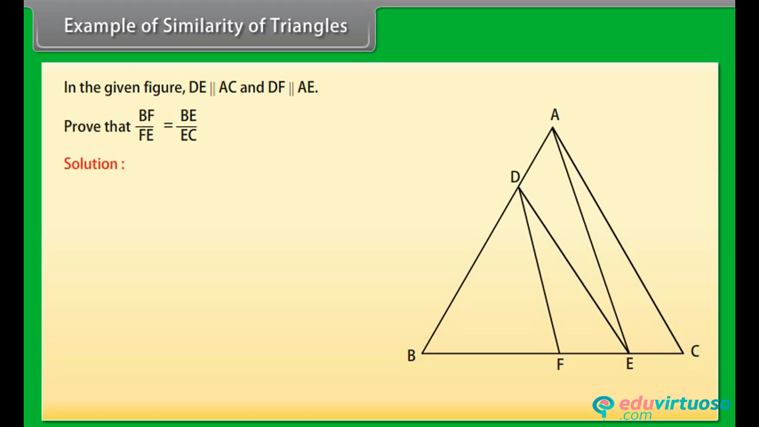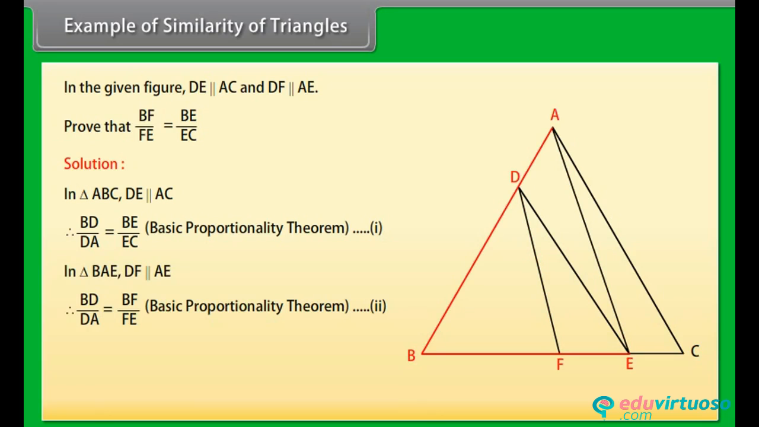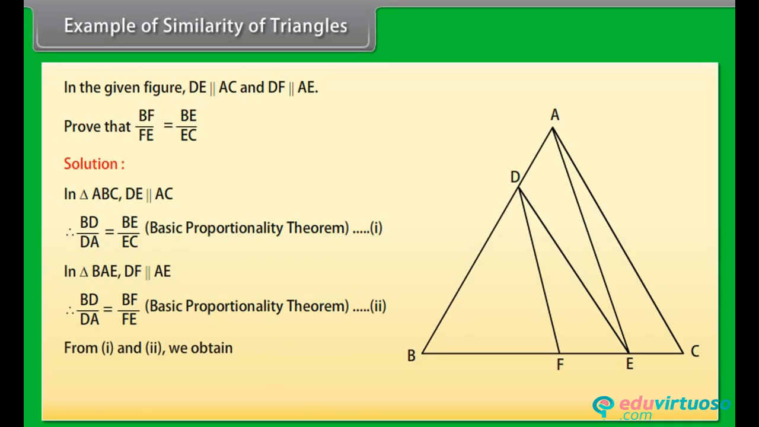Solution. In triangle ABC, DE is parallel to AC. Therefore, BD upon DA equals BE upon EC by the basic proportionality theorem. Mark it as 1. In triangle BAE, DF is parallel to AE. Therefore, BD upon DA equals BF upon FE by the basic proportionality theorem. Mark it as 2. Now, from first and second, we obtain BE upon EC equals BF upon FE.